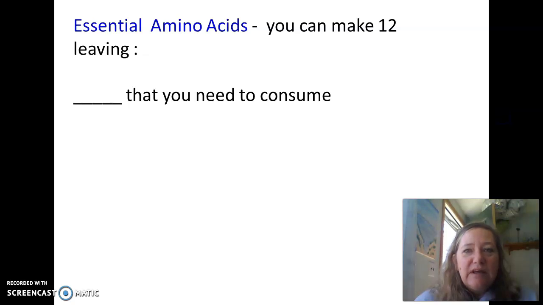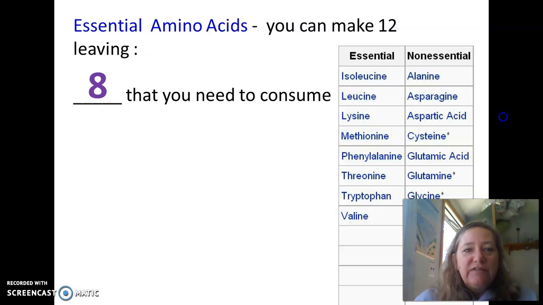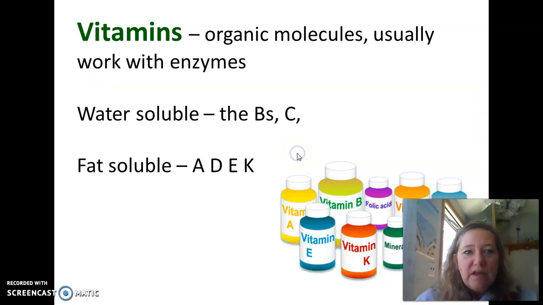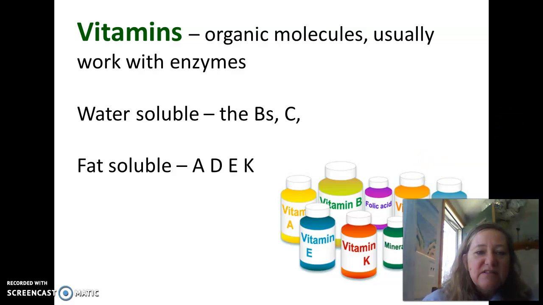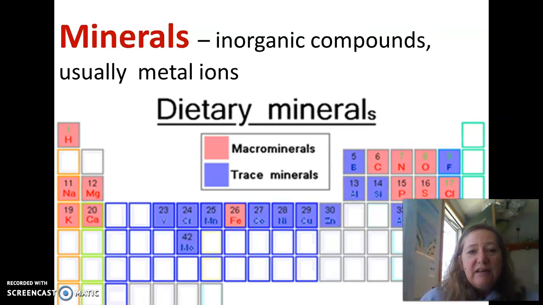Essential amino acids, you can make 12, leaving 8 that you need to consume. So these are considered the 8 essential amino acids, right there. Vitamins, you can get these at the store, CVS or wherever. There's water-soluble ones, the B's, the C's, and then there's fat-soluble ones, A, D, E, and K. And finally, your minerals. Those important minerals that you need, like calcium, for example. Again, you can get those from the vitamins in a bottle or from food you eat.